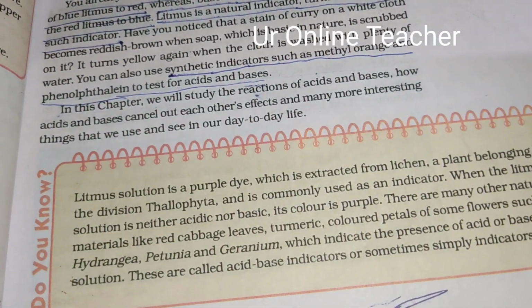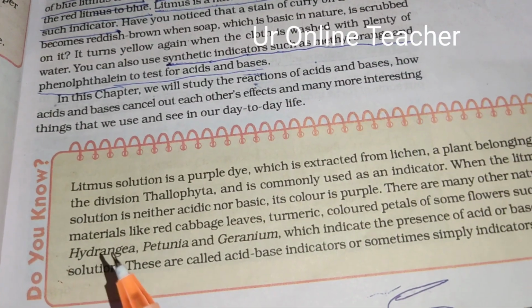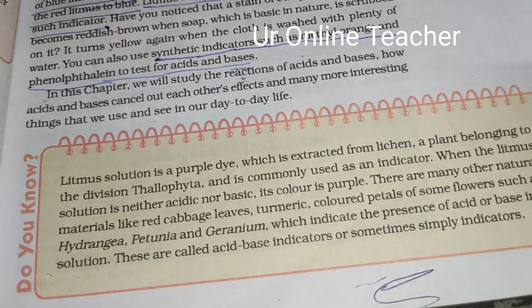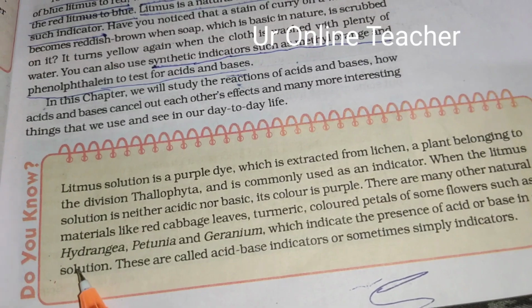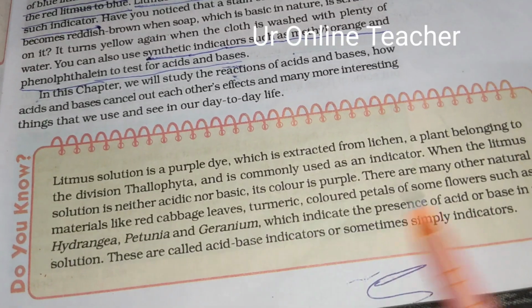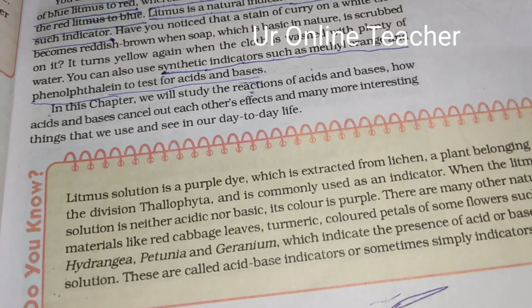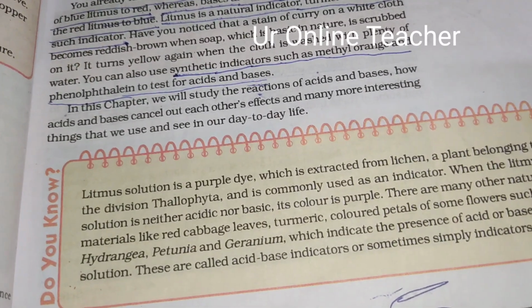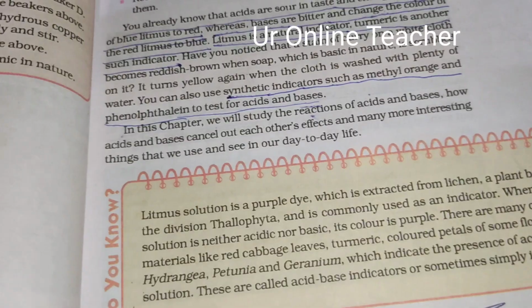There are many other natural materials which are used as indicators, like red cabbage, turmeric, and colored petals of some flowers such as hydrangea, petunia, geranium, etc. They will also indicate acid or base. All these are called acid-base indicators, or simply indicators.